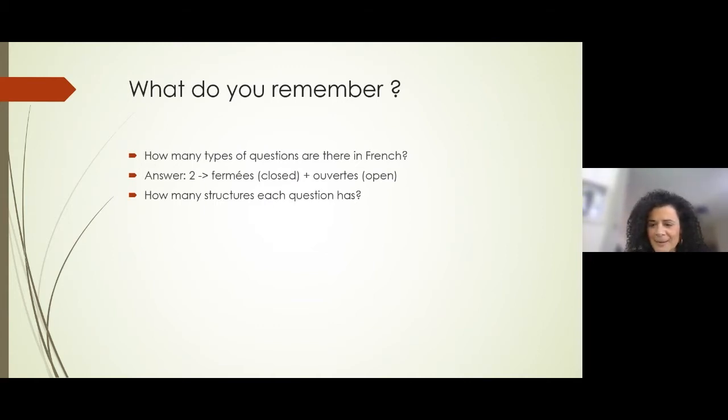Max and Zoe, are there any answers in the chat? Because I can't see the chat in there. We will let you know if anything comes through. There are a few coming through shortly, I think, actually. It might just be being a little bit shy because we've only just started. I think someone's just put two. No, it's not two, it's three. Okay, at least three structures for each type of question. So we have two types of questions, fermé, ouvert, and at least three structures for each type of question.